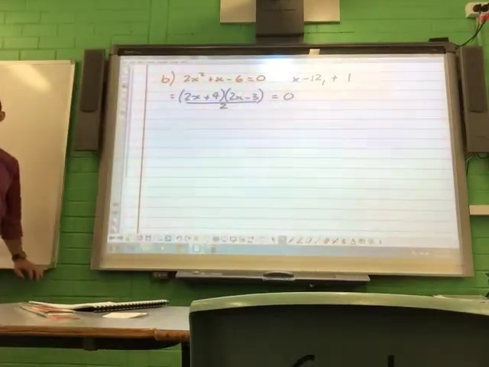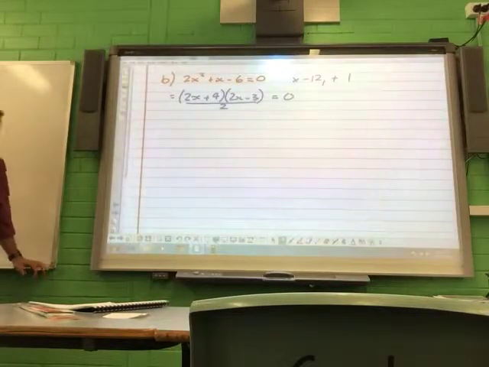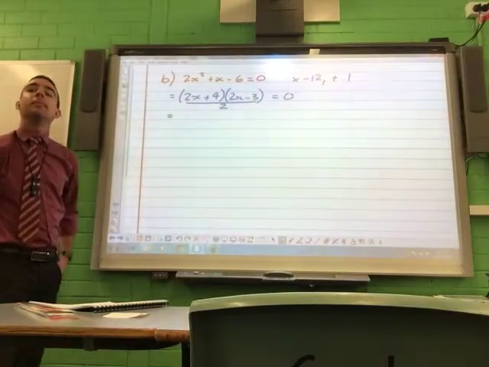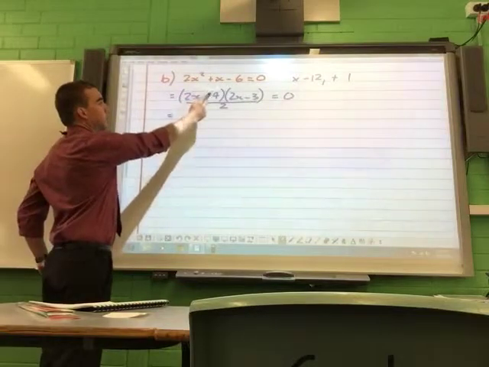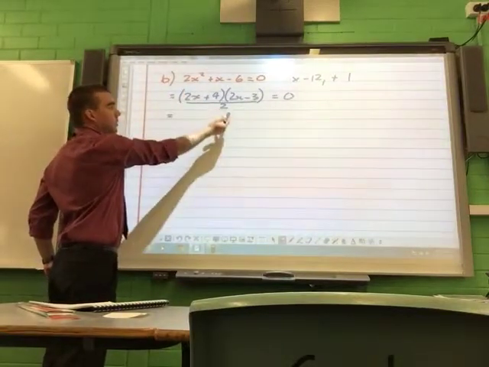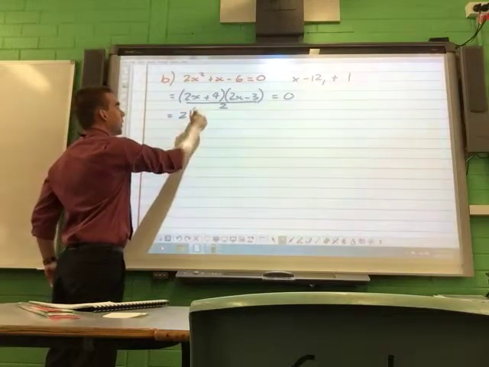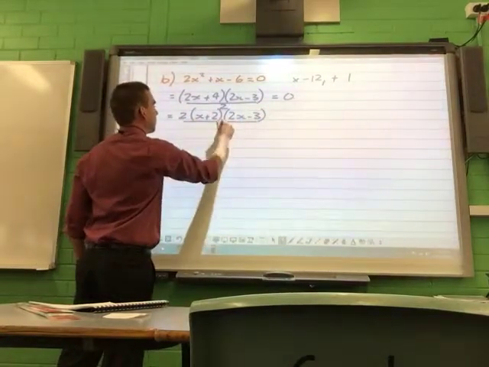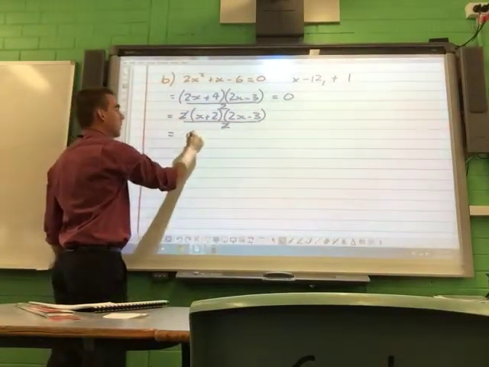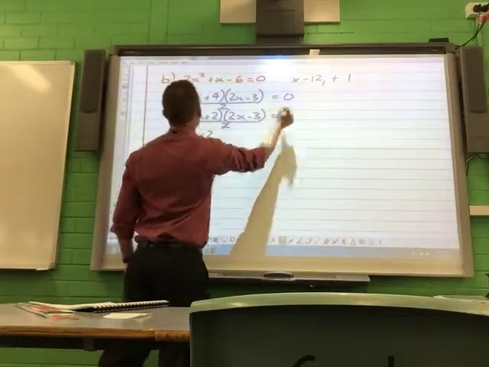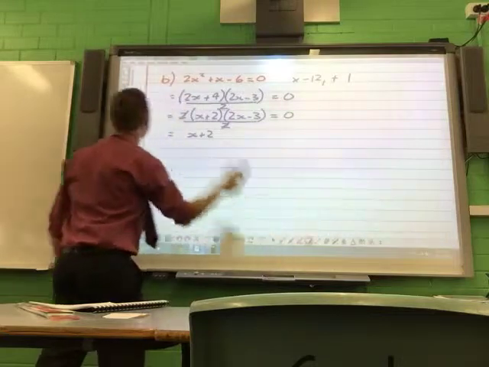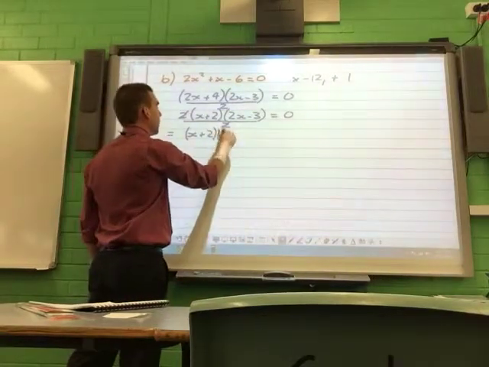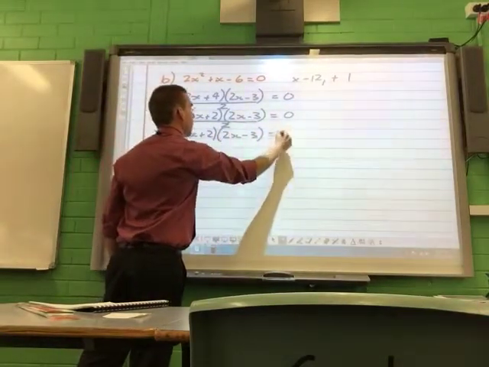Some people like splitting up the middle term, that's fine. I'll do that in a moment. At this point you have to factorise. You factorise the 2 out of the first bracket, so you're left with x plus 2, and the 2 on the bottom of the second bracket. Can't factorise that second bracket. The 2s cancel, so you have x plus 2 and 2x take away 3 equal to 0. The equal sign should not be there at the start, because you already have an equal sign in the equation.